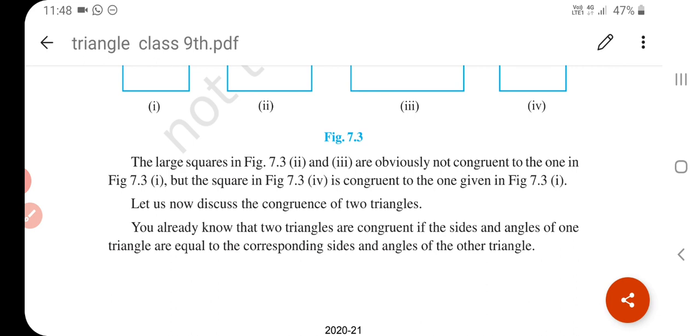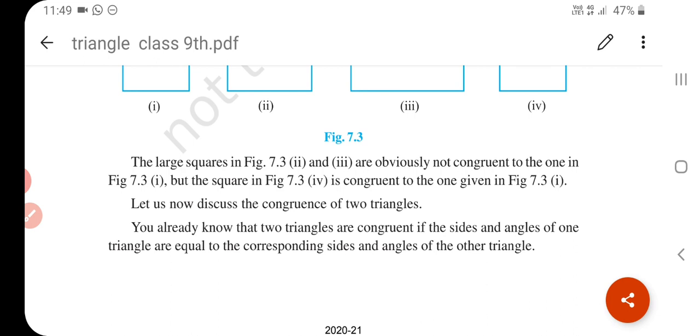If we classify triangles according to the length of their sides, there are three types of triangle. Equilateral triangle means all the sides are equal in length. Isosceles triangle means only two sides are equal in length. And scalene triangle means no sides are of equal length. So according to the length of their sides we have divided triangles into three types: equilateral, isosceles and scalene.